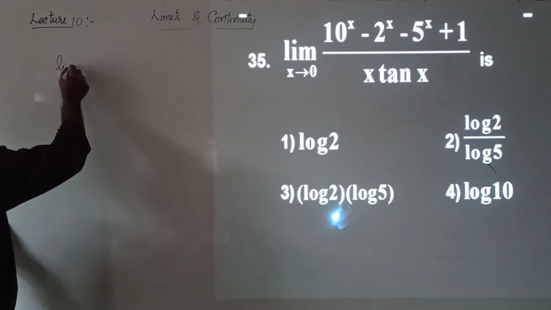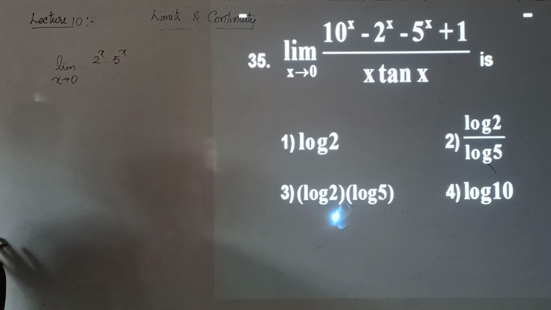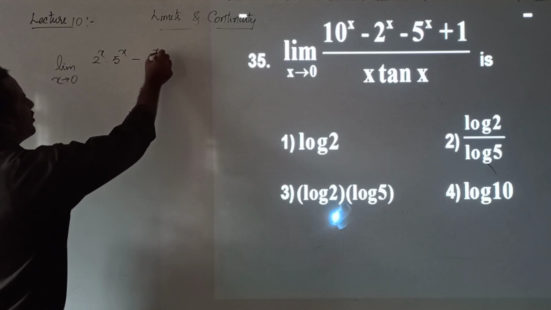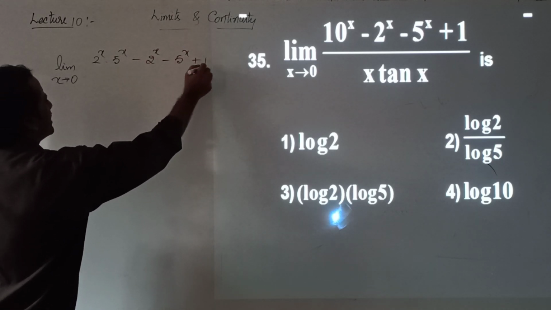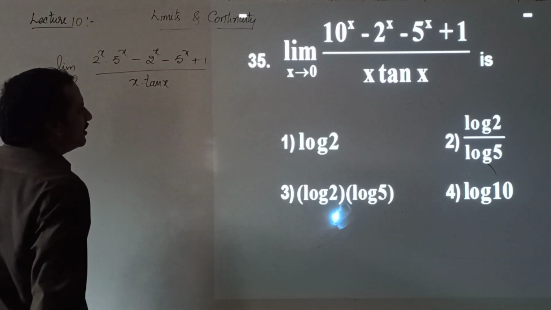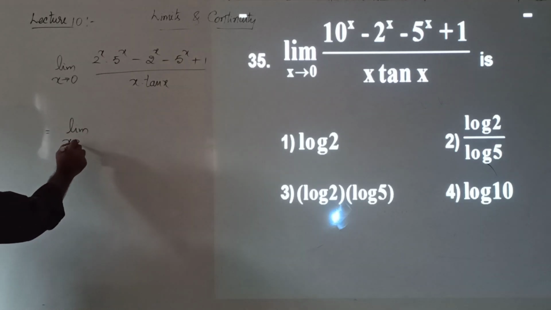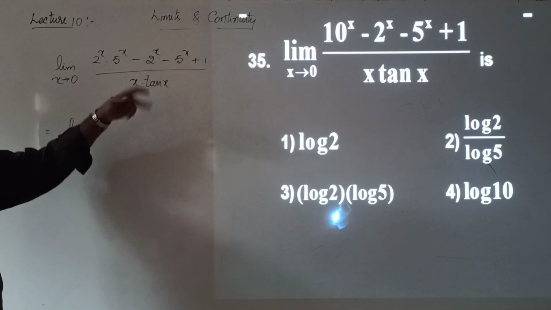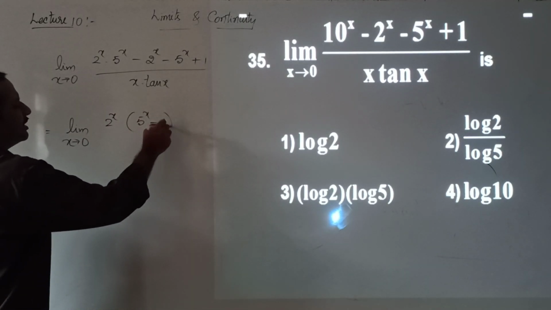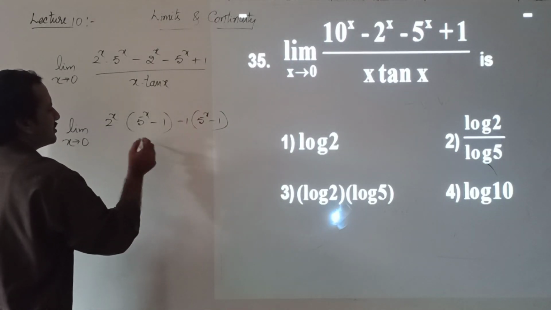I'll write 10 power x as 2 power x into 5 power x, right? 10 can be written as 2 into 5, so 10 power x can be written as 2 power x into 5 power x. Minus 2 power x minus 5 power x plus 1, divided by x into tan x. Then limit x tends to 0. Here I'll take 2 power x as a common factor. So then we'll have 2 power x into (5 power x minus 1). Between these two, I'll take minus 1 as common. So then you'll have 5 power x minus 1.